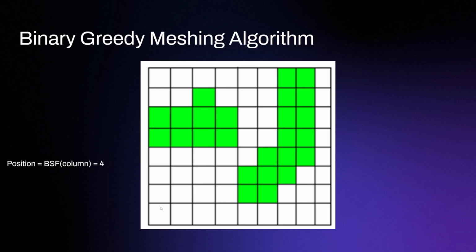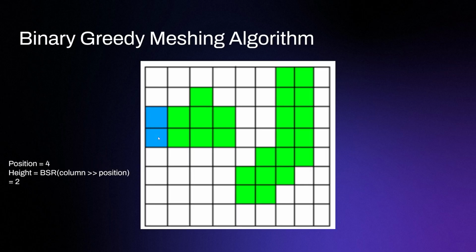So this is how the binary greedy meshing algorithm works. It's very similar, but we're just using different ways to figure out the quad position and size. So first we apply bit scan forward to the first column to get where the quad starts, which, as you can see here, is 4 because there's 4 trailing zeros. So the quad starts at index 4. And then we shift the column down so that the cell we found is at the bottom. So we shift it over by the position 4. And then we apply bit scan reverse to count the number of trailing ones, which gives us 2, and that gives us the height of the quad.